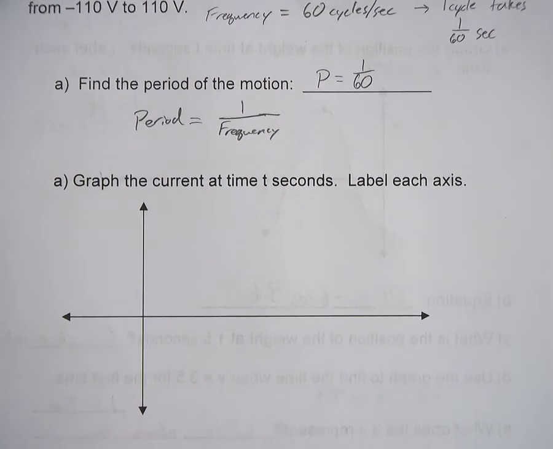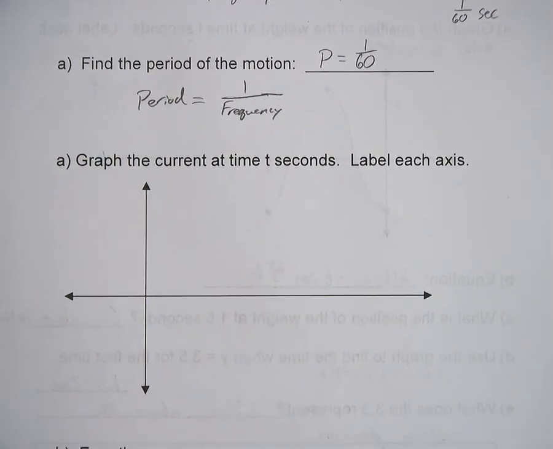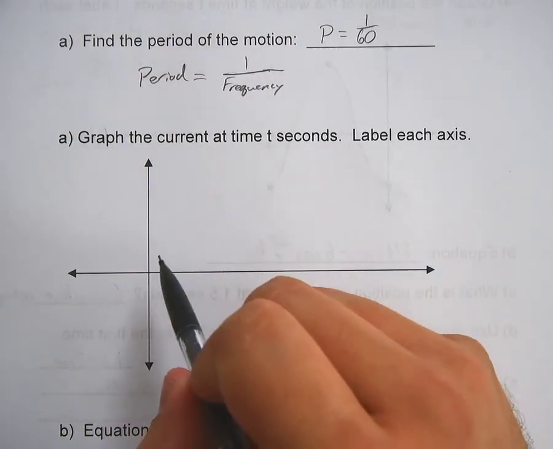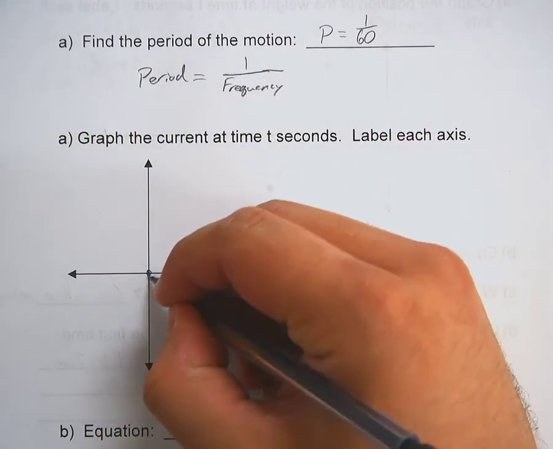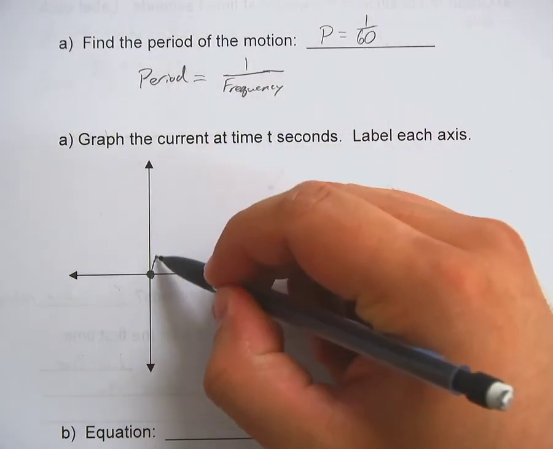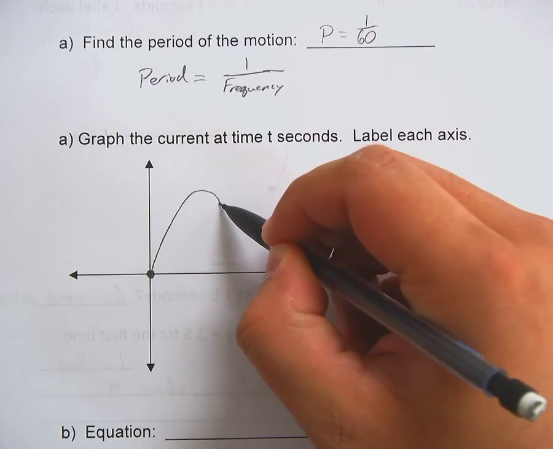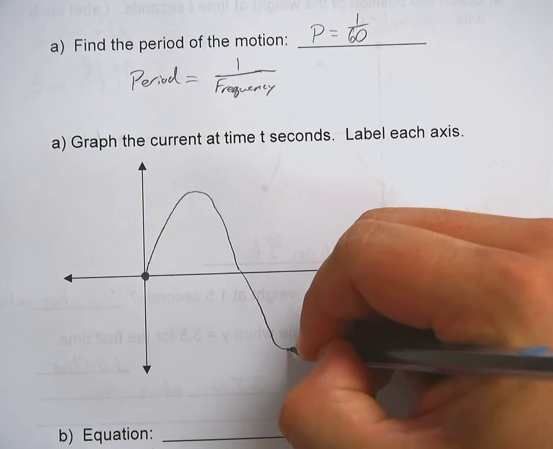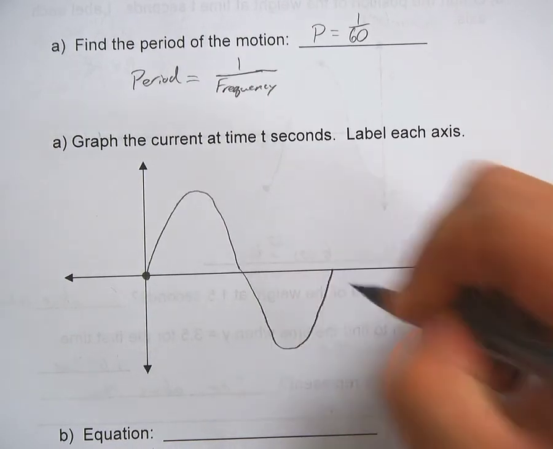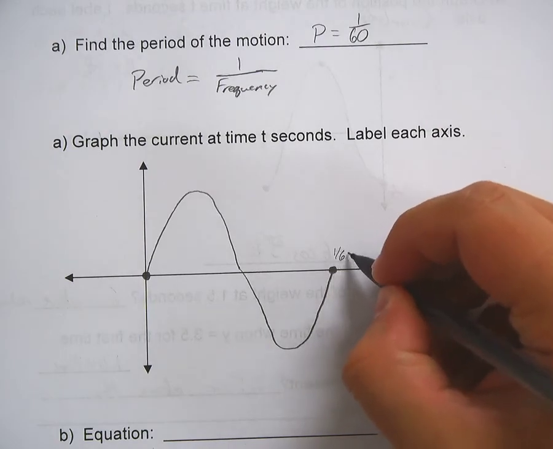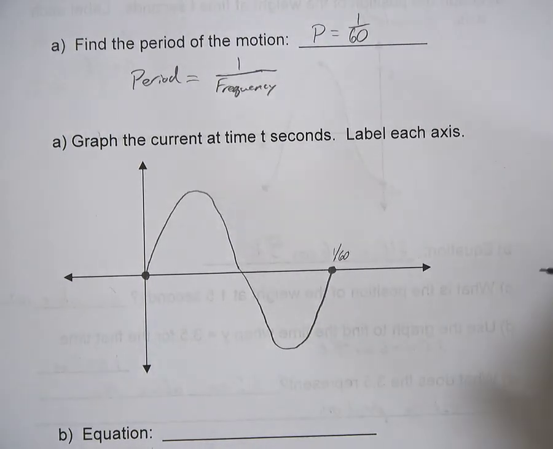Okay, so graph the current at time t. Label each axis. I got this from a problem. It says it starts from 0, so here's 0. It grows, hits a maximum, decreases, hits 0 again, hits a minimum, the maximum in the opposite direction, and comes back to 0. And this entire thing takes 1/60th of a second.